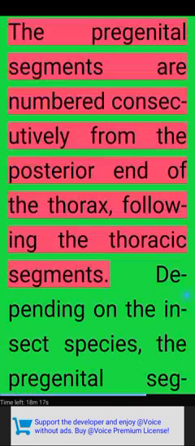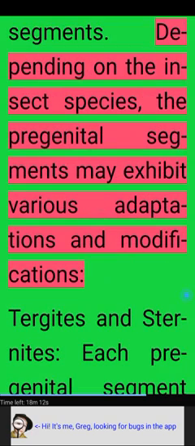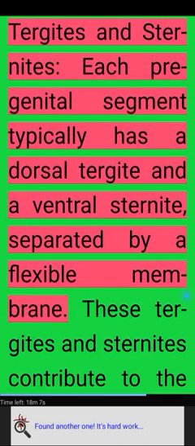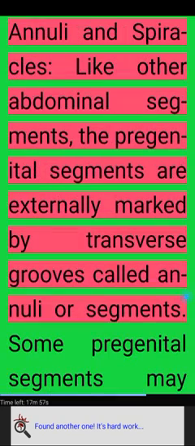Segmentation and external features. The progenital segments are numbered consecutively from the posterior end of the thorax, following the thoracic segments. Depending on the insect species, the progenital segments may exhibit various adaptations and modifications. Tergites and sternites. Each progenital segment typically has a dorsal tergite and a ventral sternite, separated by a flexible membrane. These tergites and sternites contribute to the overall flexibility and movement of the abdomen.